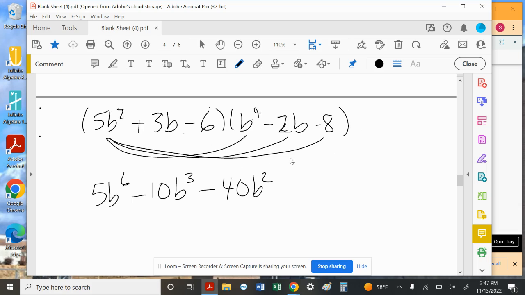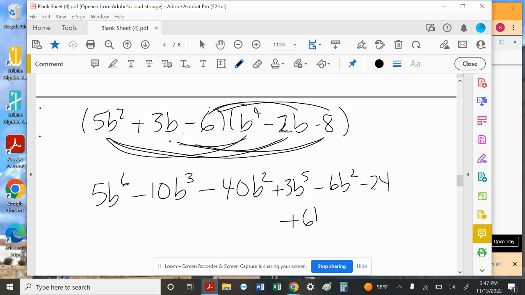And then I'm going to take the 3b through as well. So I have plus 3b to the 5th minus 6b squared minus 24. Then I still have that multiplies those three. And then I still have the 6 that I have to bring through. So plus 6b to the 4th. Excuse me. Sorry. And then plus 12b.